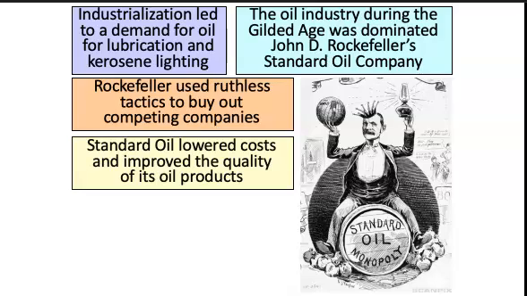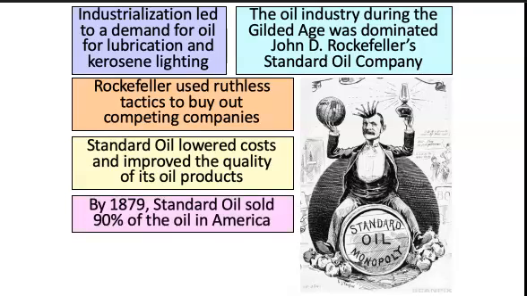Now, because of his high quality, because of his low cost, and because of his ruthless tactics, by 1879, Standard Oil controlled 90% of the oil production in the United States. And in fact, today, most oil companies are the descendants of that Standard Oil Company. Later on, we're going to learn how the Standard Oil Company is going to be forced to break up into 16 separate companies, including companies that you may have heard about today, such as Texaco, Conoco, Phillips, and ExxonMobil, which were all parts of the Standard Oil Company at one time.